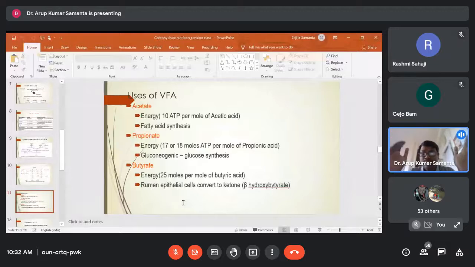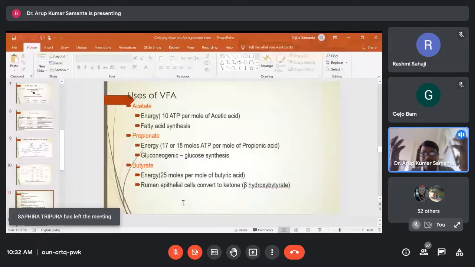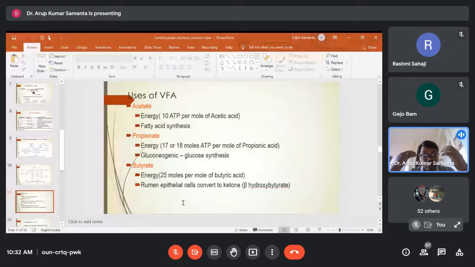Definitely this question paper is going to be set by an external examiner from a university other than the CAU. So they used to ask this type of question: from 1 molecule of acetic acid, how many moles of ATP are produced? You have to write 10. If you are asked for butyric acid, it will be 25 moles. If it is propionic acid, it is generally 17 to 18.